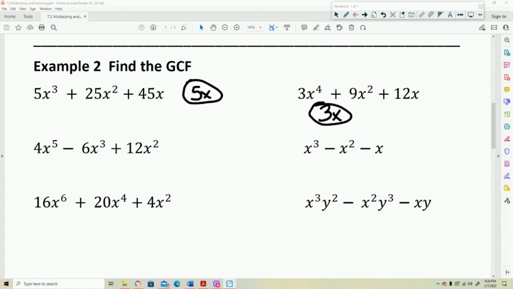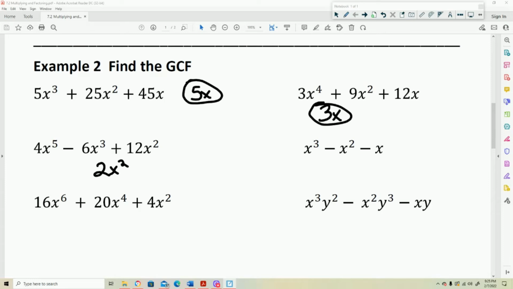4, 6, and 12. Well, obviously it's 2. 4 doesn't go into 6 and 12, but 2 goes into all of them. So the number part is 2. Now look at the variables. I've got x^2, x^3, and x^5. How many x's do they all share? That's x^2. They all have at least 2 x's. So x^2 is the variable part of that. So my GCF is 2x^2 altogether.